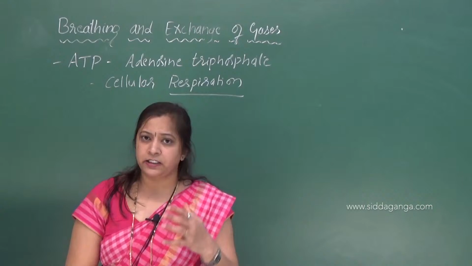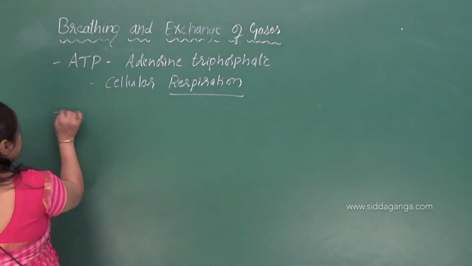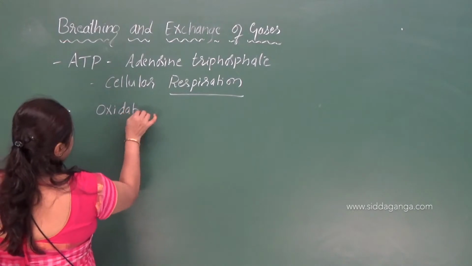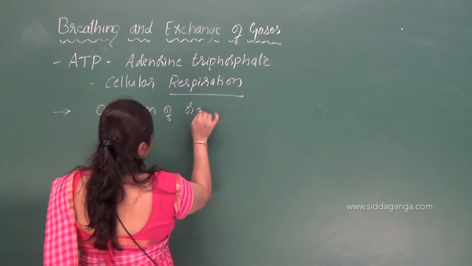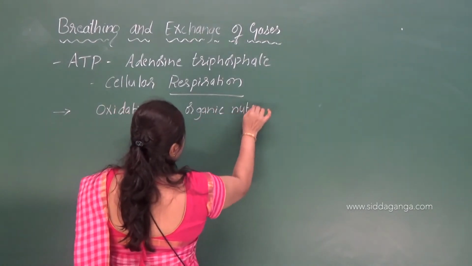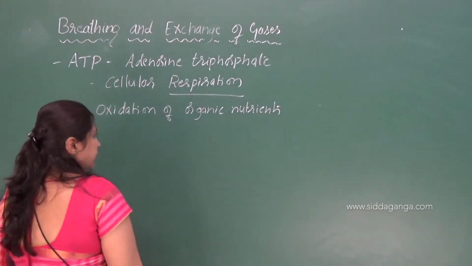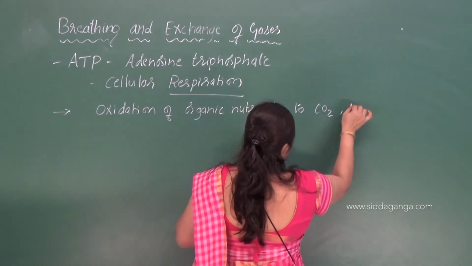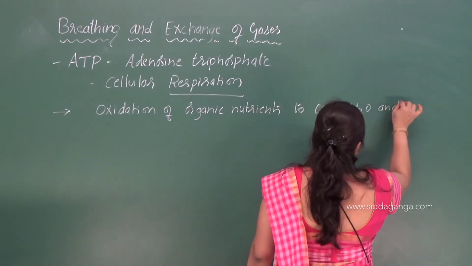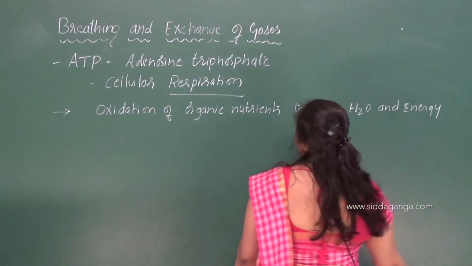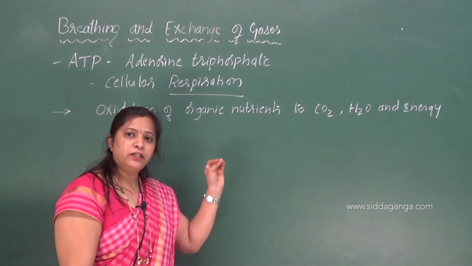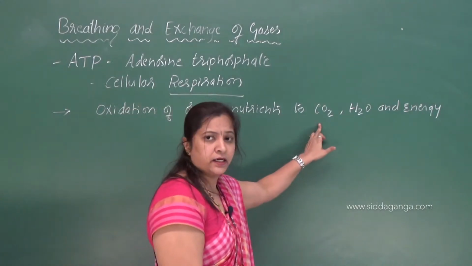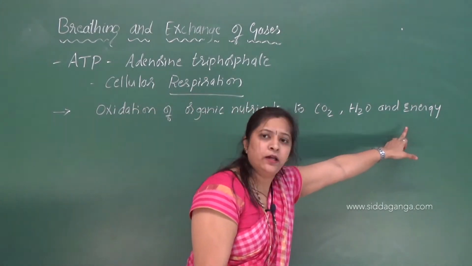So how can we define respiration? Process of oxidation of organic nutrients to form carbon dioxide, water and energy. So where does oxidation of organic nutrients occur? The oxidation of organic nutrients occurs in all the cells of the body. So finally, what are the end products? Carbon dioxide, water and energy, and it is released in the form of ATP, right?